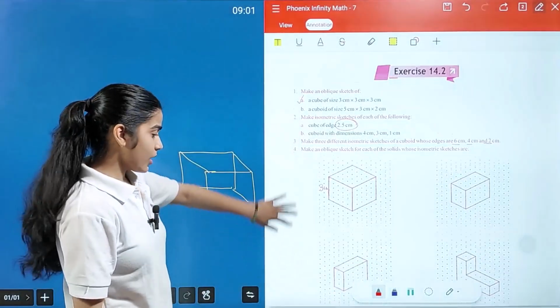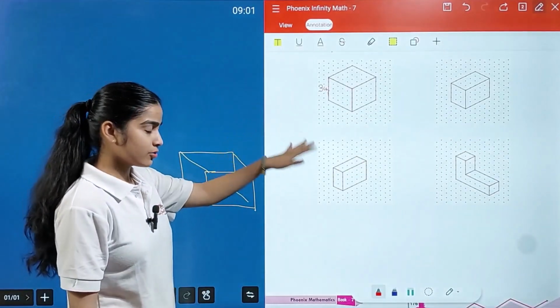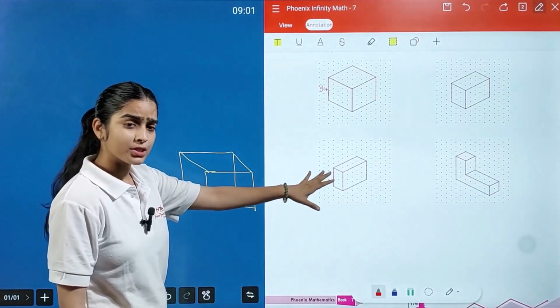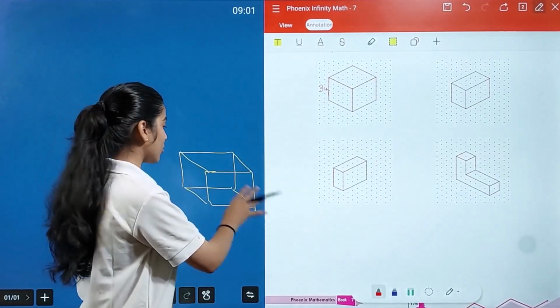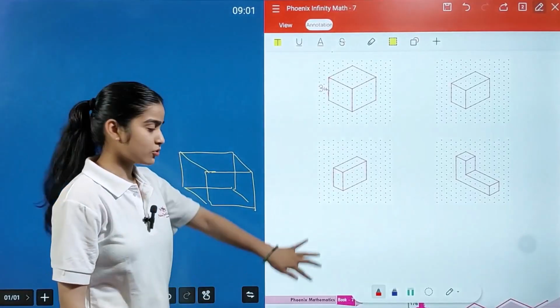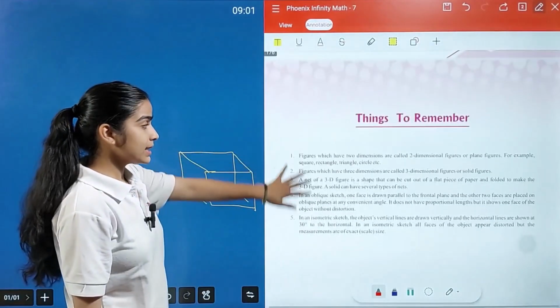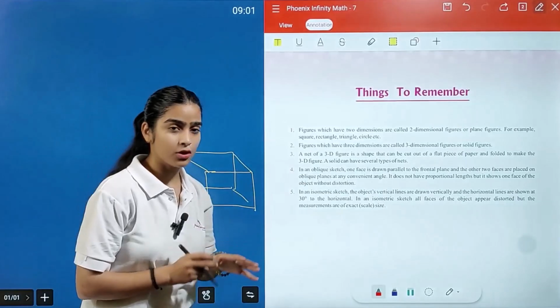So accordingly, first of all you have to measure these isometric figures you have, and then accordingly you have to make oblique sketches for the following. And these are the things you have to keep in your mind while you solve this chapter.